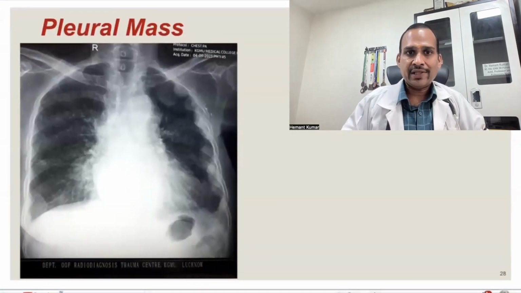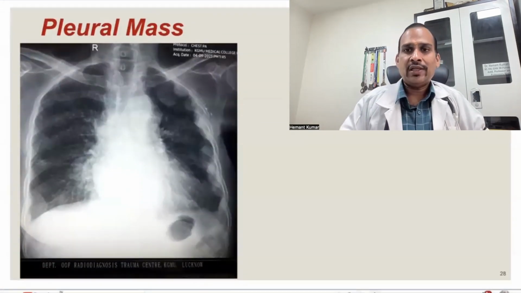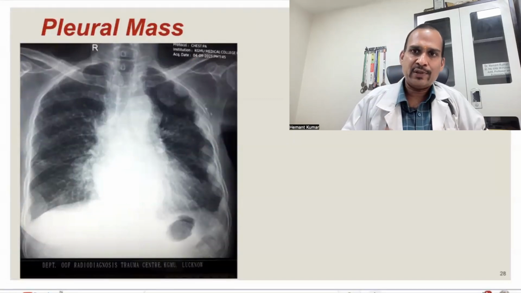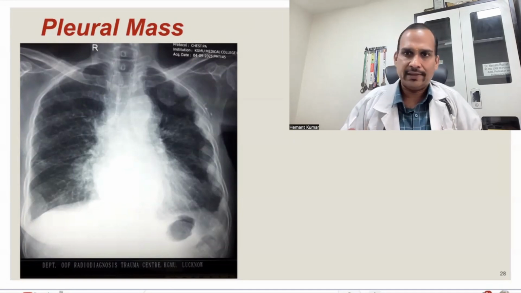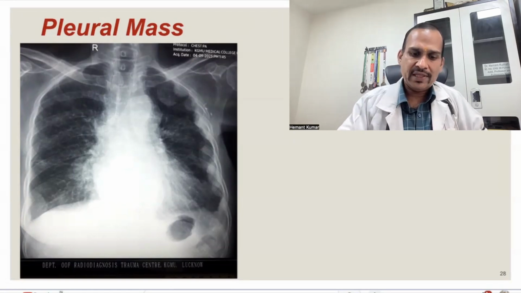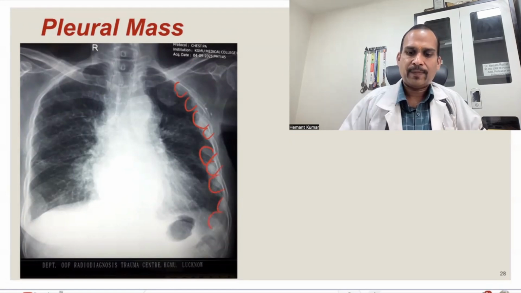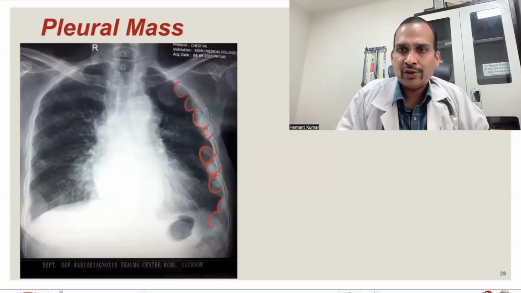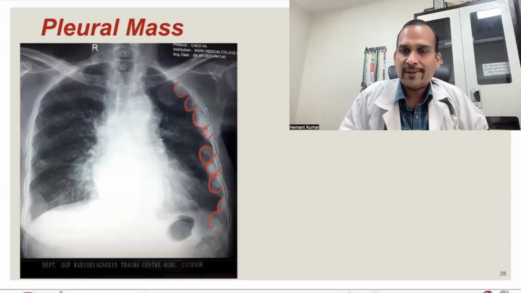Now, last is pleural mass. There are a few malignancies which involve the pleura. The primary malignancy is mesothelioma, and secondaries can be anything: adenocarcinoma, squamous carcinoma, anything. You can appreciate the lung parenchyma, nothing is there, but in the pleura you can see this rounded opacity. So this is a pleural mass. We did a biopsy and got a diagnosis of mesothelioma. So this is a pleural mass.